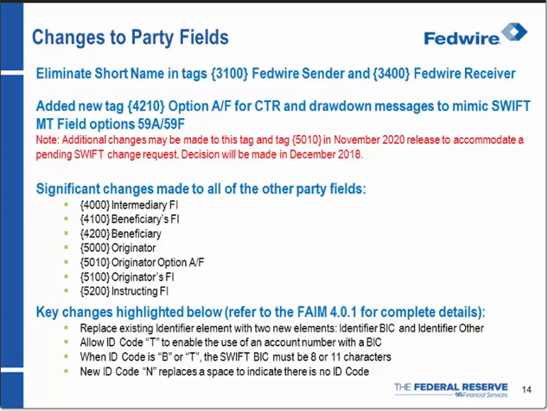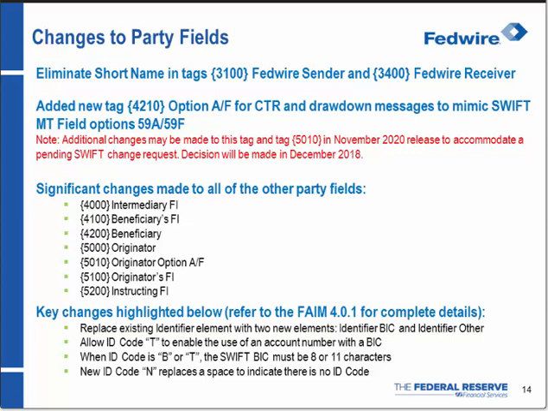Currently, SWIFT is also considering additional changes related to this tag, as well as our existing tag 5010. So if SWIFT decides to make additional changes to the comparable fields in the SWIFT format, there's a chance that we may have to change what we're doing in the November 2020 release. But for now, we're going to move forward as planned and as we've documented in the current FAIM version.